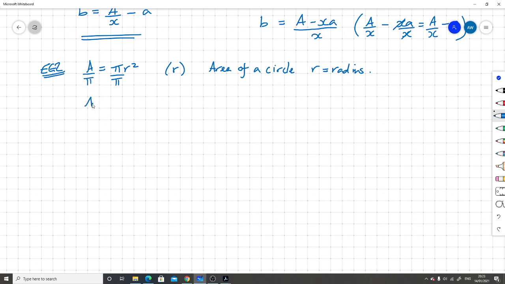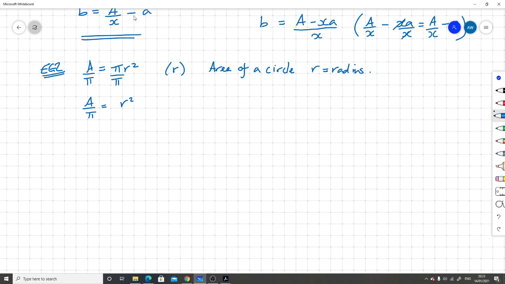Then we have A over pi equals r squared. Remember, pi divided by pi is 1, and 1 r squared is r squared. Right, so it looks like we got rid of it, but we just transformed it to 1, which is what we want. Right, how do we sort out this squared? Well, if you think about it, you need to do the opposite, because every time we get rid of something, we always do the opposite. So this was pi multiplied by r squared, so it's multiplying by pi. So the opposite of that is dividing by pi.